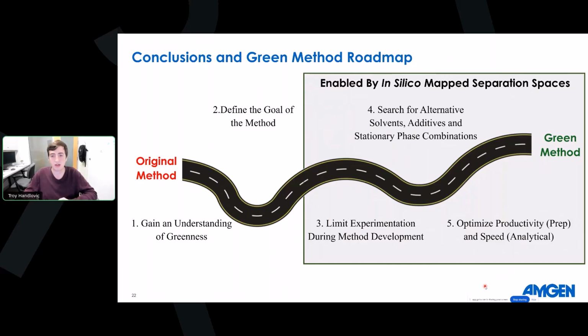We then can show that we can limit experimentation through computer assisted method development. So by using just these 3x3 screens, in this case, 9 experimental runs that are all standard, don't require any tweaking, we could develop very interesting methods that I showed today. We could also search for alternative solvents, additives, and stationary phase combinations using in-silico modeling and make that a really facile process. And we could optimize the productivity by using peak crossover strategically, as well as speed analytically, to make the greenest and highest performing methods possible through this limited experimentation. And that's all really enabled by the in-silico modeling.